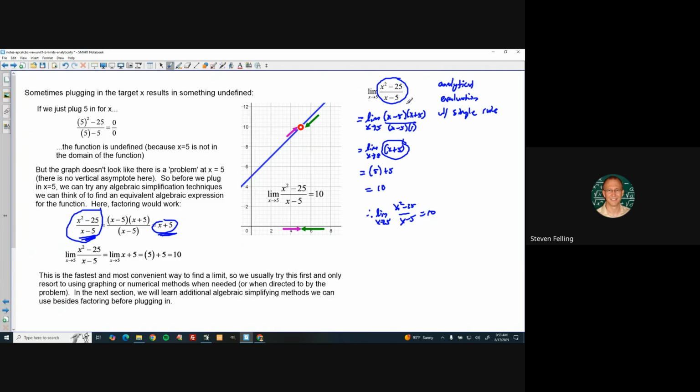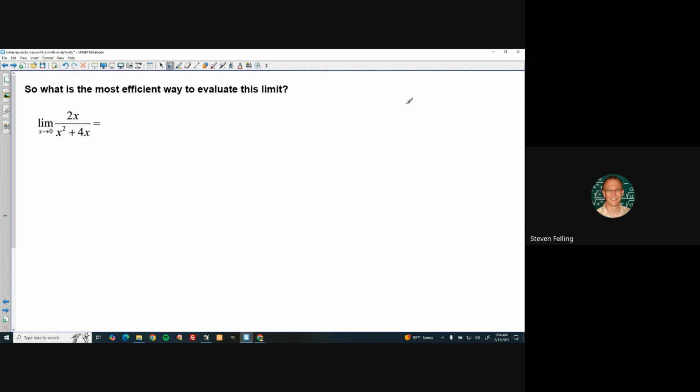If you can simplify algebraically, then you can plug in the target value to see what's being approached. Okay, here's another example. Limit as x approaches 0 of 2x over x squared plus 4x. Rather than explicitly checking this, I'm just plugging this 0 in and I'm noticing I'm about to divide by 0. So I'm going to say limit as x approaches 0. I can factor out an x on the top and an x on the bottom, leaving an x plus 4. This x over x is a 1, so it can be removed.